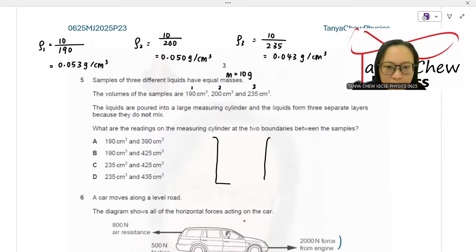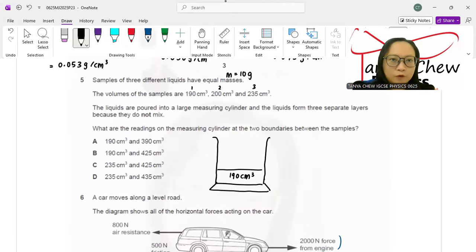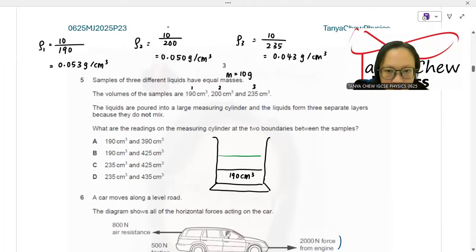So I'll do it one by one. Okay, so the densest would be liquid 1, 190 cm cube. And then, followed by the second densest, which is 200 cm cube. Right. I want you to know that when this one reads 190, you have to add this because the volume is increasing when you add another liquid onto it. So this is 390 cm cube. This reading right here is 190 cm cube.